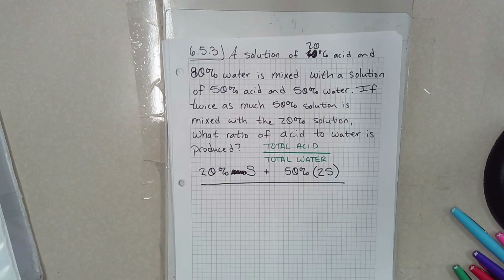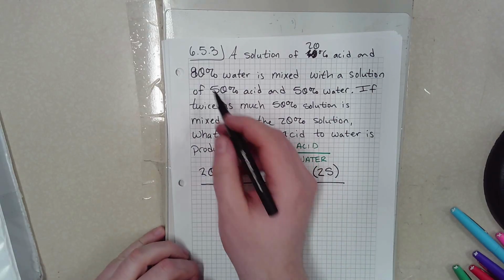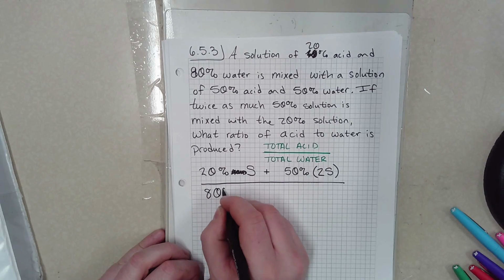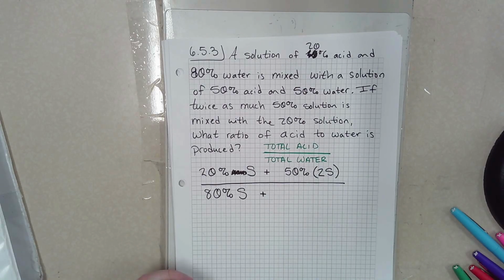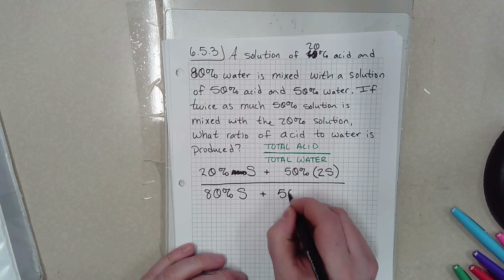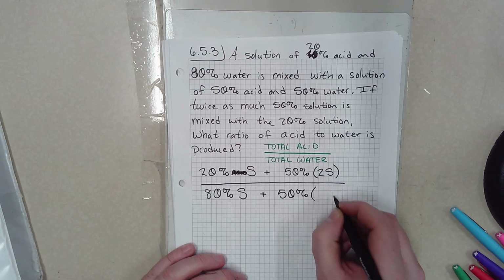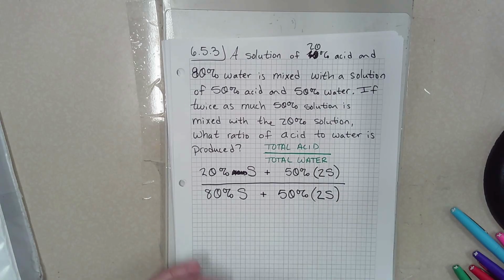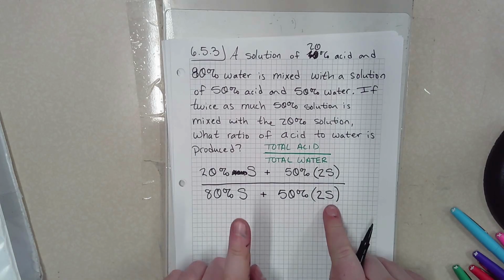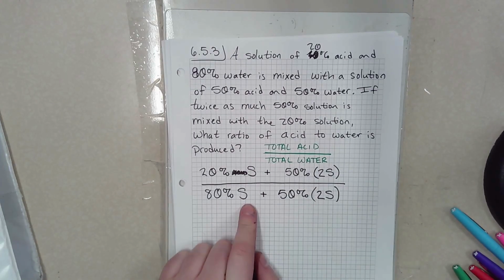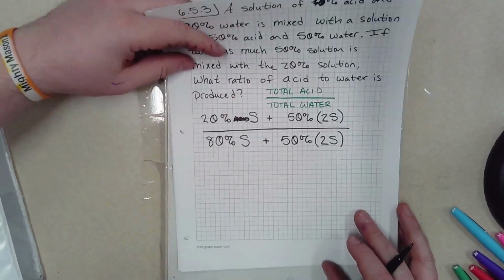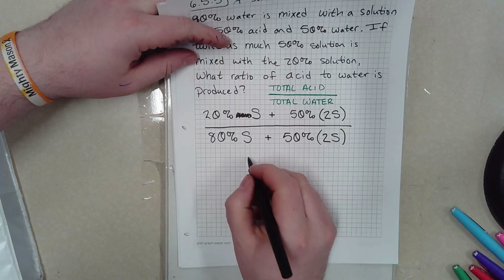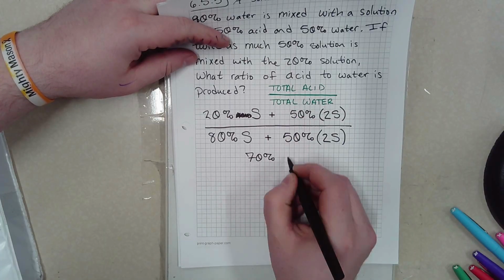Now, how much water are we going to have? Well, in the first solution, we have 80% water. So 80% of the solution is going to be water. And we're going to add that with the amount of water from the other one. Well, 50% of that solution is water. Remember, we're going to do it twice, so it's twice the amount that we did here. So 2S, if this is S. If we put these all together, you might notice we get 70% of 3S.